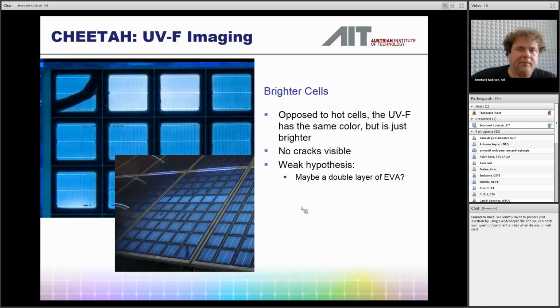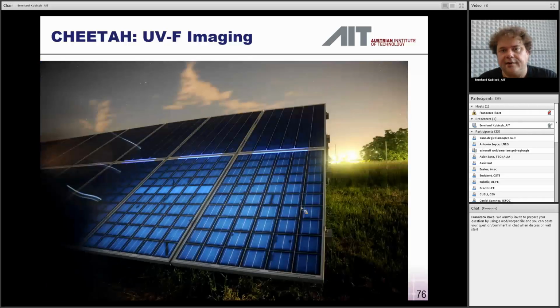Here you see two examples. This is extremely seldom. But personally, I think that it could be a double layer of EVA. So we have twice the EVA, and twice the EVA might be double as bright. But I could not prove this so far because we were not allowed to disassemble these modules. So we've seen this even outside. In one or two modules of maybe, I would say, 1,000 modules that we looked at, we've seen this.